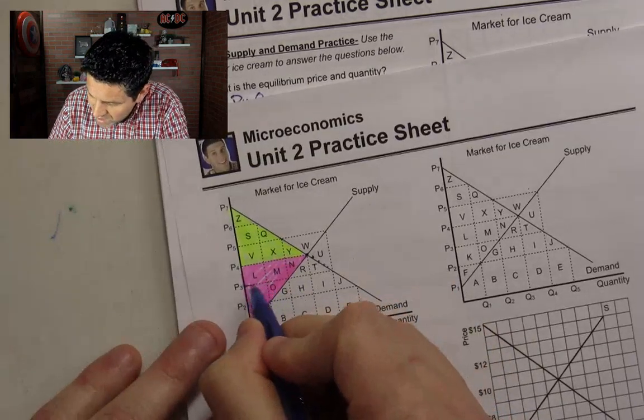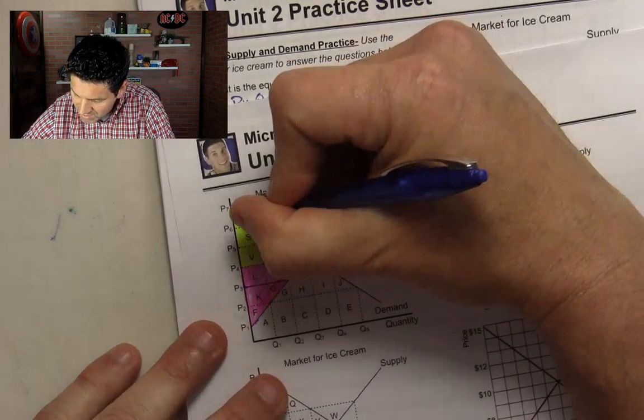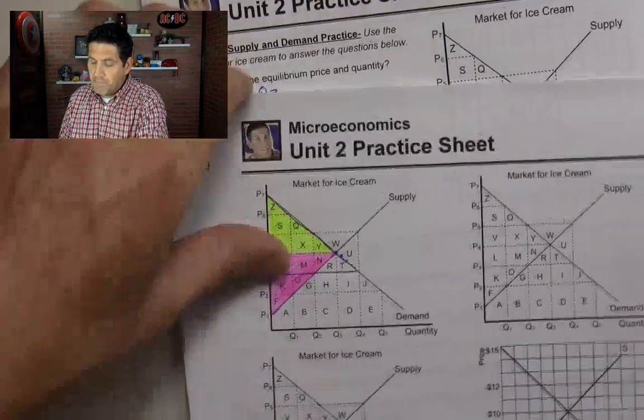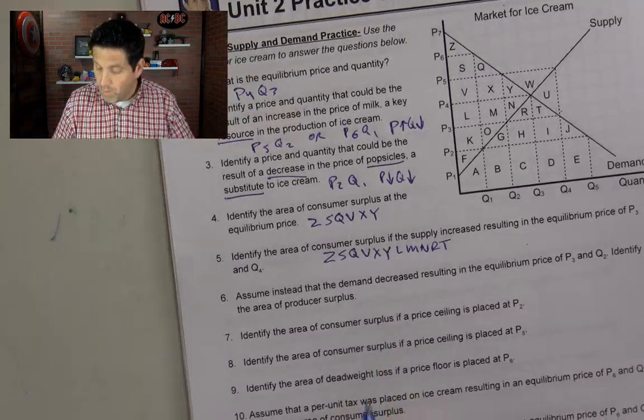In fact, what I'll do is this. I'll put it right here. It's this triangle right here. Notice consumer surplus is a triangle, so is producer surplus. Okay, that said, let's keep going.